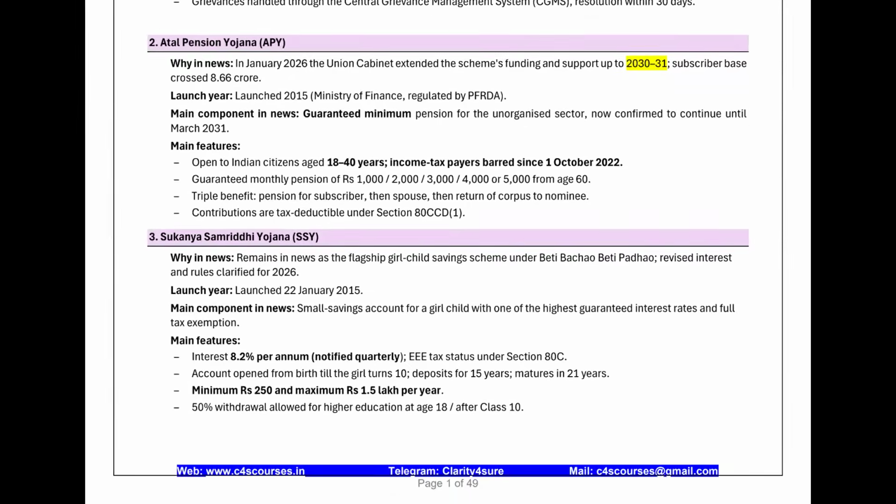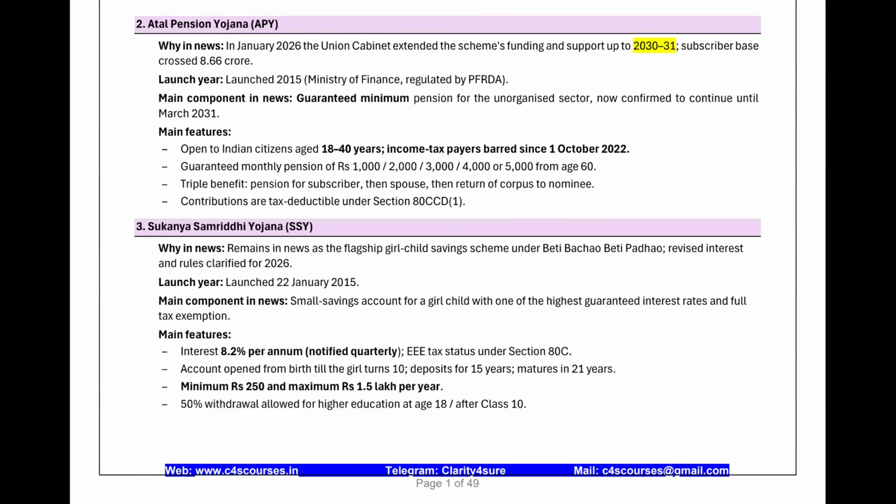Okay. Now, please try to understand the third scheme. Third scheme is Sukanya Samriddhi Yojana, and it is a very important scheme from my point of view also. It is also coming under the indexation one, which is Ministry of Finance. Again, Ministry of Finance is coming over here. So try to understand what it is telling about, why it is in the news.